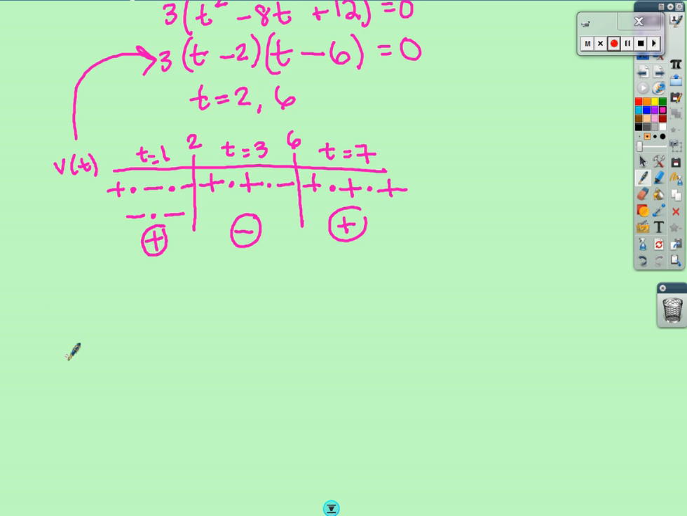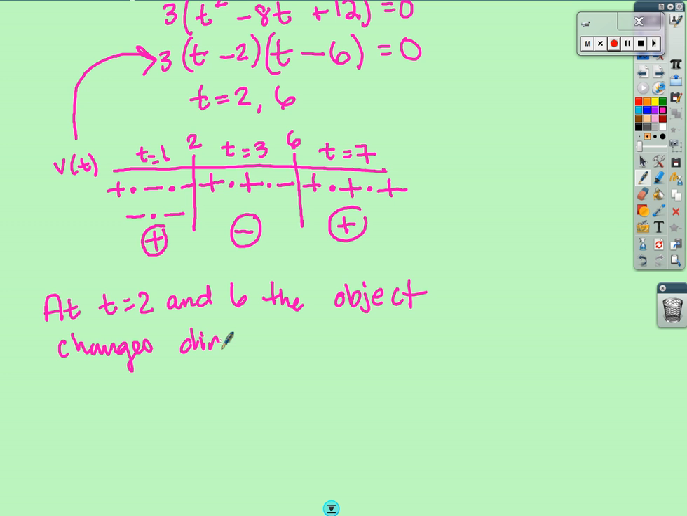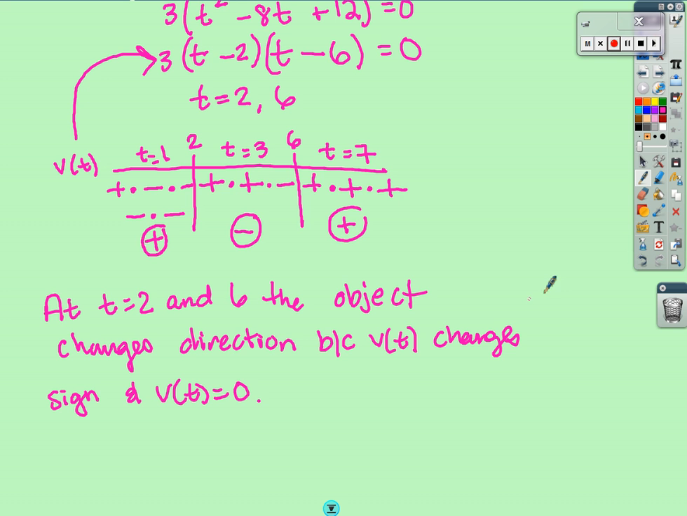So my answer to this question is at t equals 2 and 6, the object changes direction because v of t changes sign, and v of t equals 0. It's very important for AP students to explain their answer.